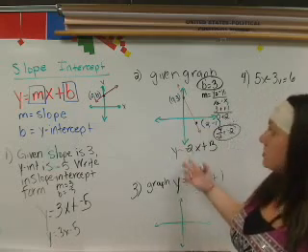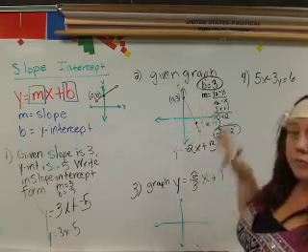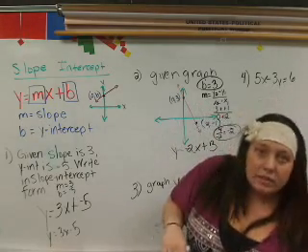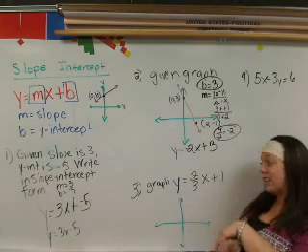Notice we have a negative slope, so it's going up and to the left, and our intercept is at positive 3. Okay? All right, another way that you'll be asked is you'll be given it in y-intercept form, then you'll be asked to graph it.